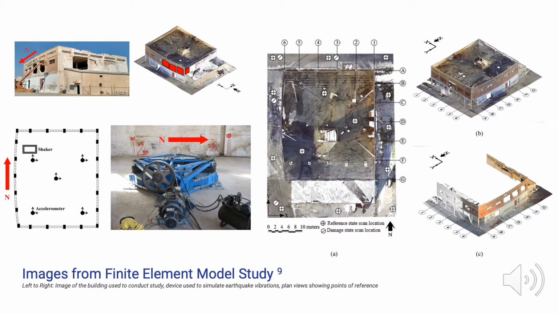So the image in the top corner shows the picture of the building that had the experiment carried out on it. The image in the bottom corner shows the machine that was used to simulate these earthquakes, and the image on the right shows the specific locations where the measurements were carried out.